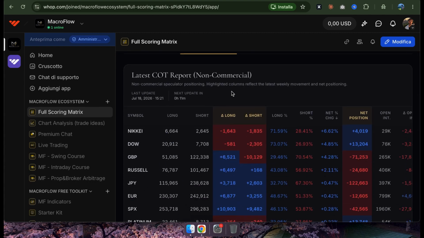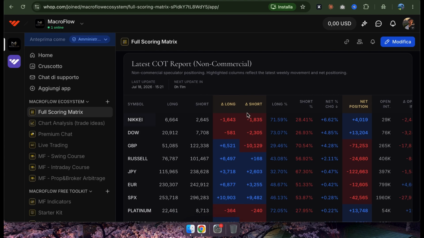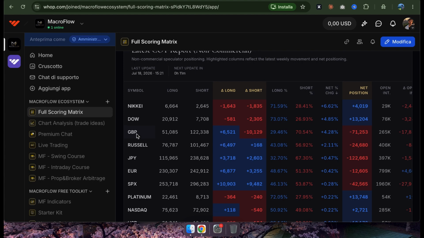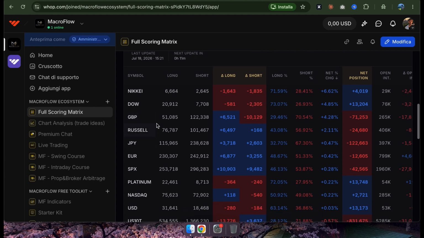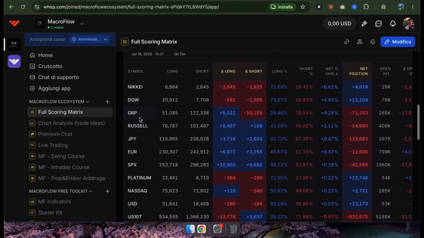For example, this is the latest COT report, and this is the latest change in contracts on each asset. For example, we can clearly see that we have a really strong GBP because last week, institutions removed 10,000 contracts from the short side and added 66,000 contracts on the long side. So that means the GBP is very likely, if it keeps going with the trend, to be extremely bullish. So you can pair, for example, GBP with a short asset.